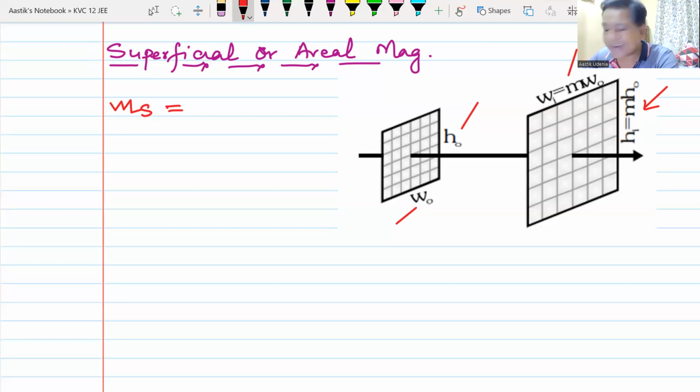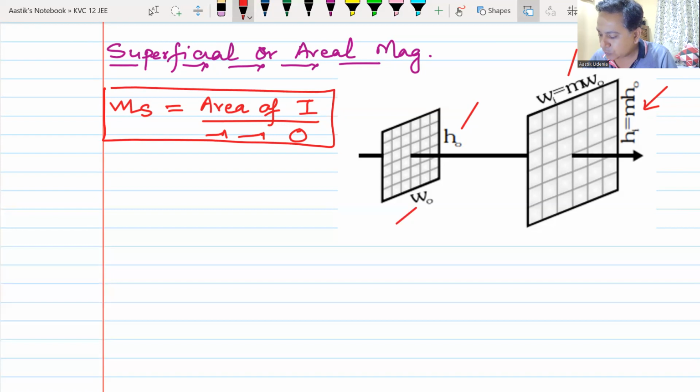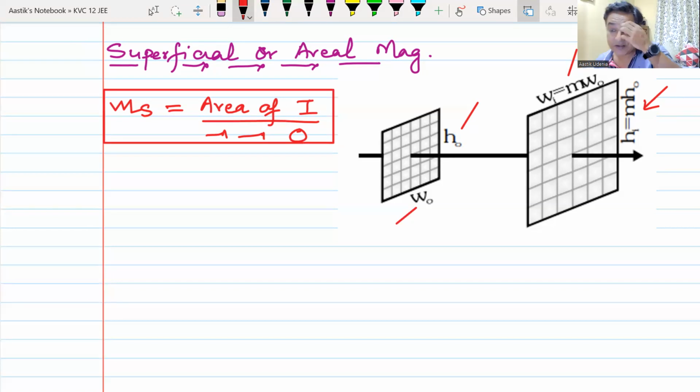Remember, transverse magnification was height of the image divided by height of object. Longitudinal magnification was length of the image divided by the length of the object. What is superficial or areal magnification? Area of the image by area of the object. That is absolutely correct, my dear friends. This will be area of image divided by area of object. As simple as it gets, no complications whatsoever. Area of the image divided by area of the object.